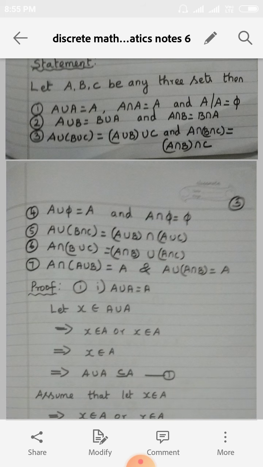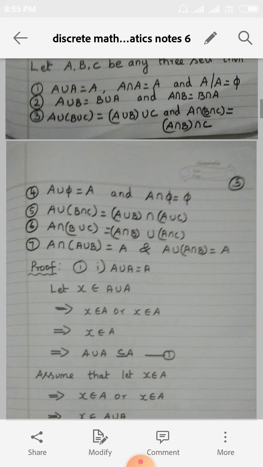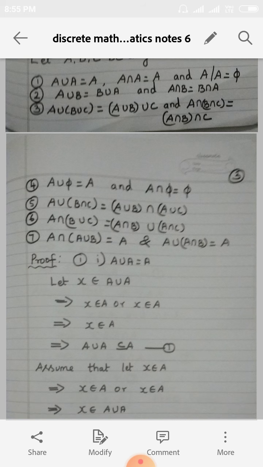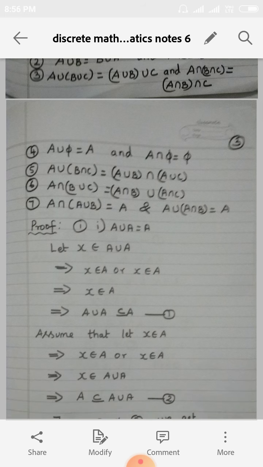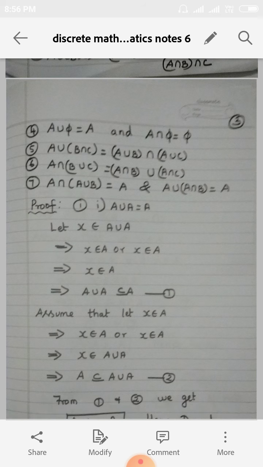The fourth one, A union φ is equal to A and A intersection φ is equal to φ. Fifth one, A union of B intersection C is equal to A union B intersection A union C. Sixth one, A intersection of B union C is equal to A intersection B union A intersection C. The seventh one, there are two cases. A intersection of A union B is equal to A and A union of A intersection B is equal to A. So let us see the first one.